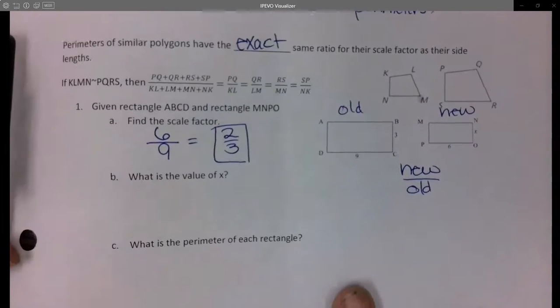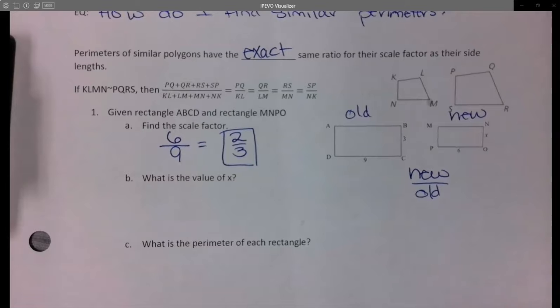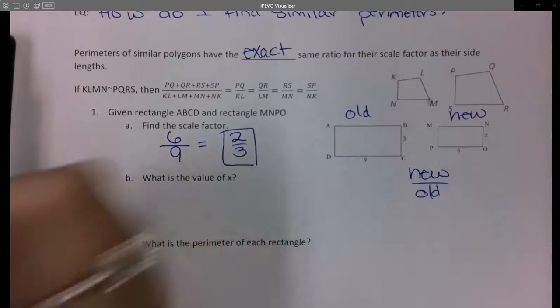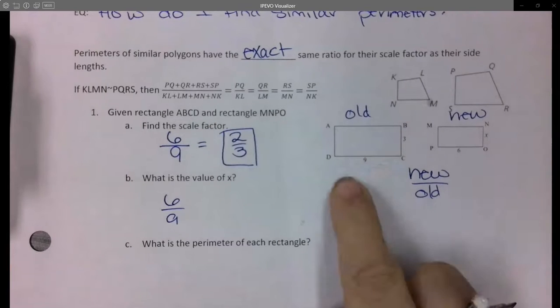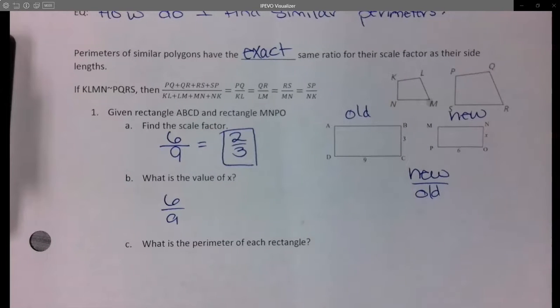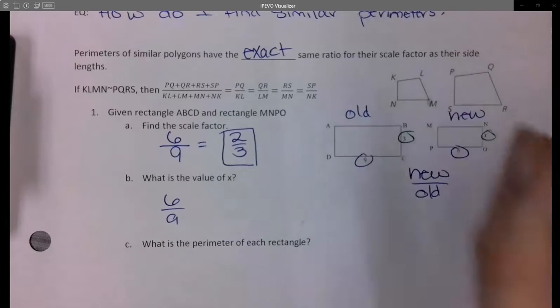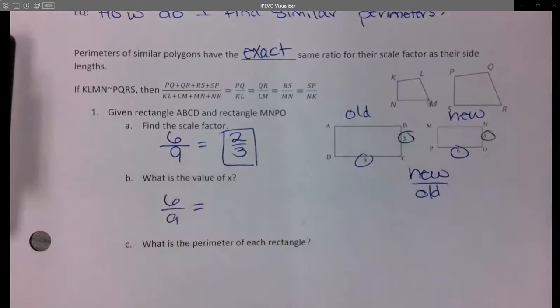Okay. B wants me to find the value of x. So what I want to do is I want to set up a system of ratios. So I'm going to have the 6 over 9, because this side matches to this side. And then I'm going to do these two sides together. So I still want my new one on top. So I'm going to have x over 3.